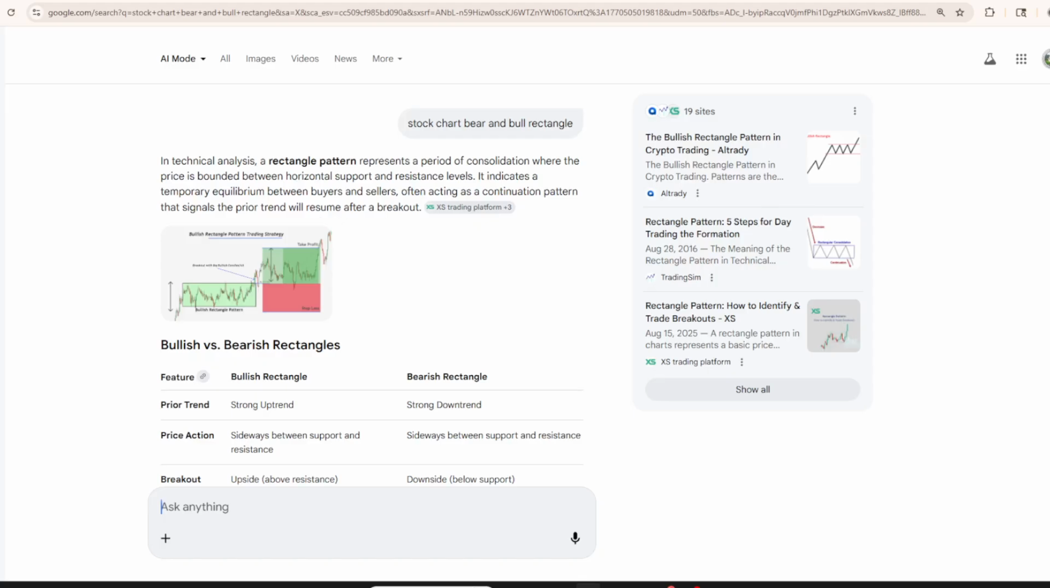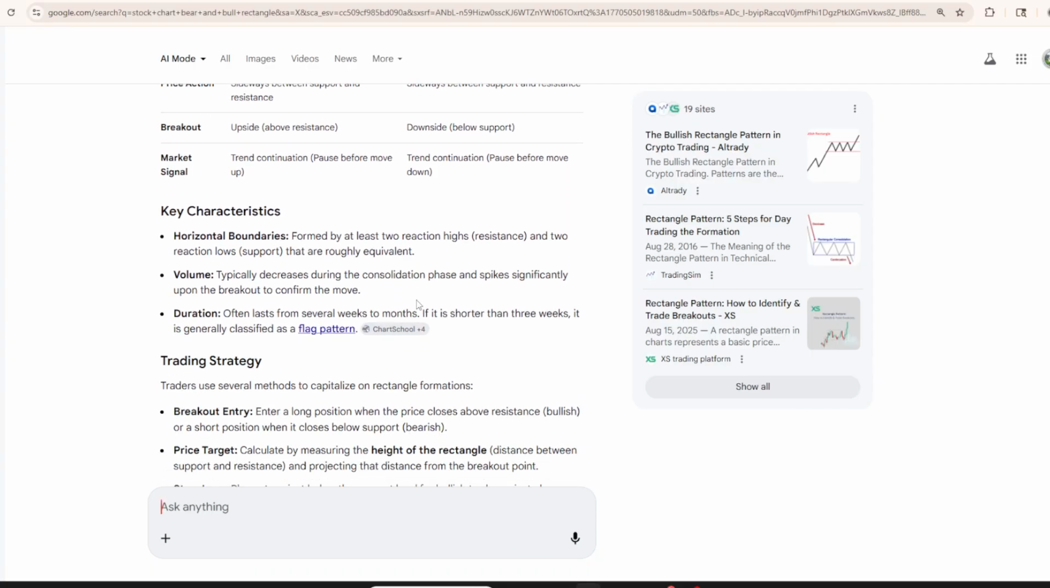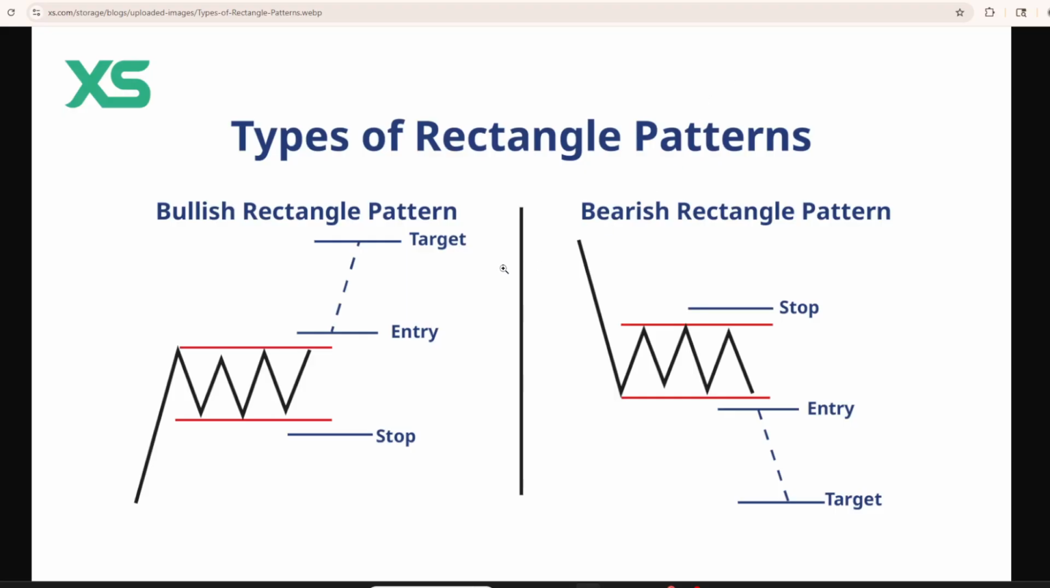For today's lesson, we're going to talk about a bearish and bullish rectangle. You can pause and read this on your own, some of the characteristics and trading strategy, all that. I'm going to go over it, but you can read this on your own. Here's just an example of what a bullish rectangle and a bearish rectangle might look like.